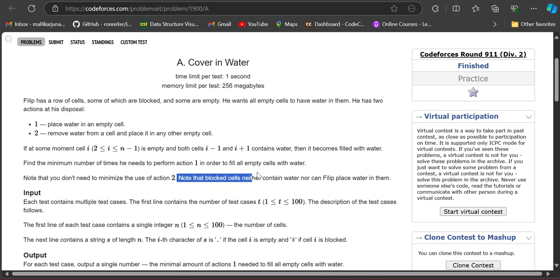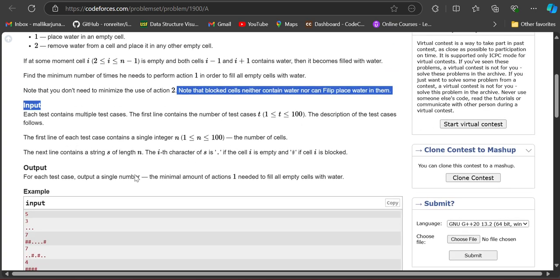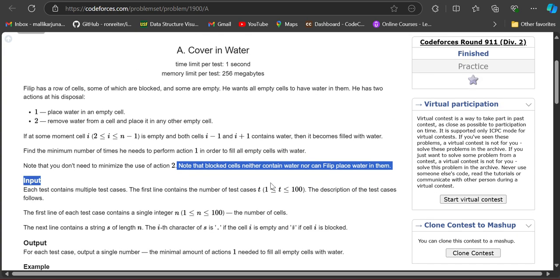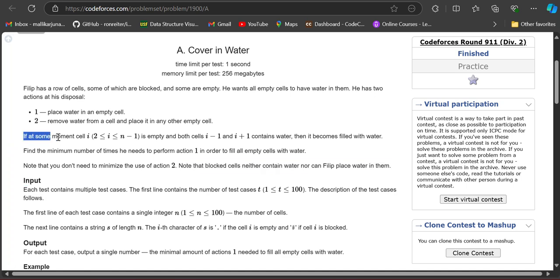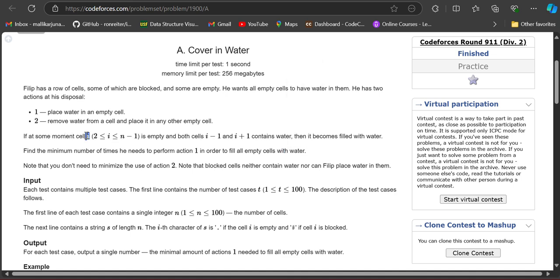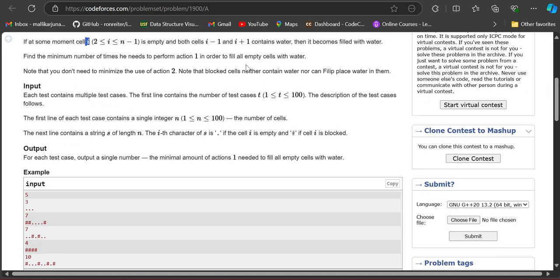Note that blocked cells neither contain water nor can flow. So is there anything to show that a cell is blocked or not? This line says that at a cell i where i minus 1 and i plus 1 contain water, then that particular cell i is also filled. And now, so this is common.